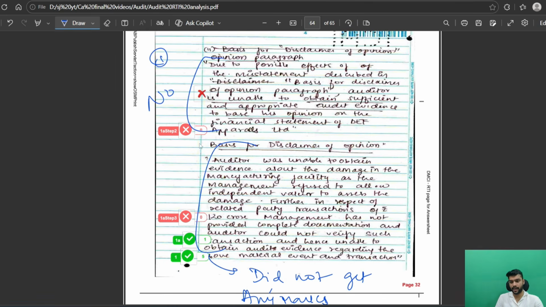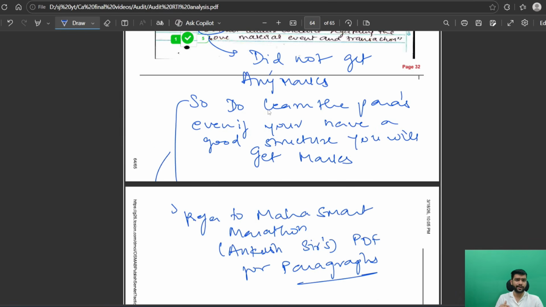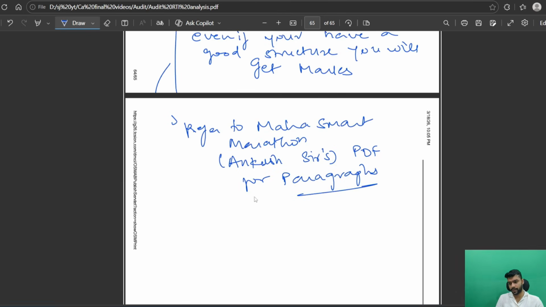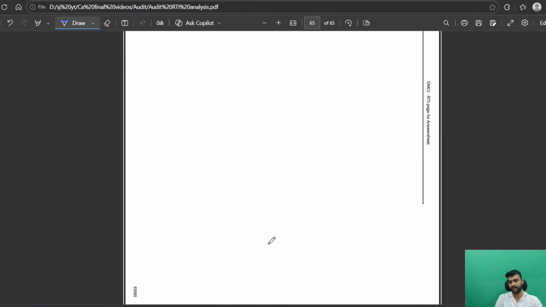First, it is an answer related to paragraphs. So it is certain that in your exam, 5 marks will be related to paragraph drafting. I will give you the link of that PDF as well. If you watch the entire Smart Marathon from Ankush sir, there is a PDF where you will find every draft paragraph, whether it is the basis for opinion or the emphasis of matter paragraph. Each paragraph is covered there and you have to learn it. You do not have to learn the entire statement, but you have to learn the structure. And that's it. This was the easiest analysis for you of the audit paper.